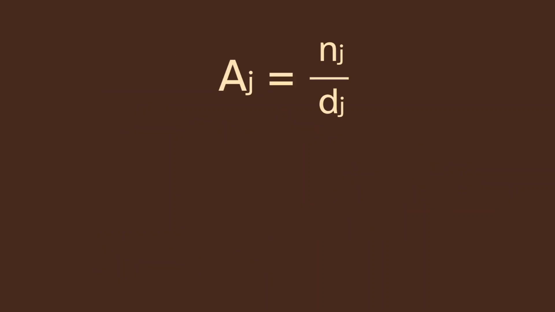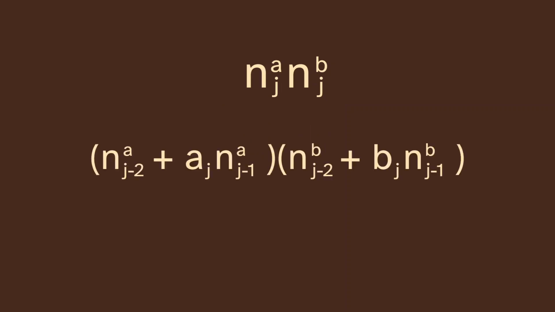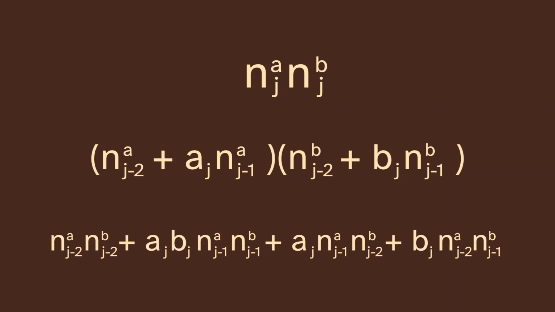So we'll recall that we can split a sub j into a numerator and denominator, and then we can find the numerators and denominators using a recurrence relation. So if we have our product, we can split a and b into their corresponding numerators and denominators. And for now, let's just look at the numerators. Let's rewrite this using the recurrence relations, and then expand everything.